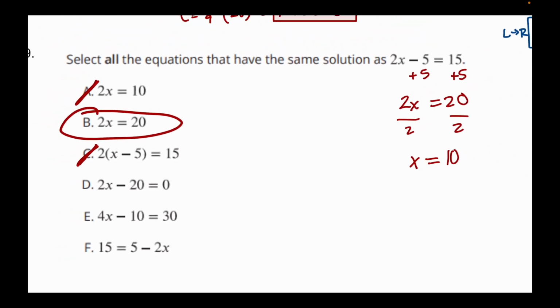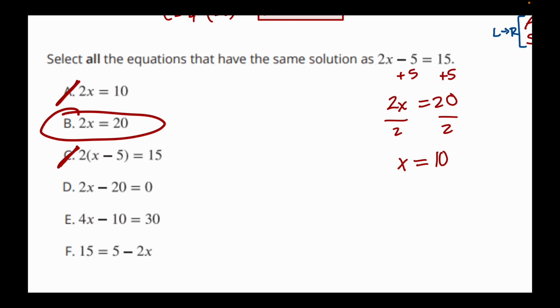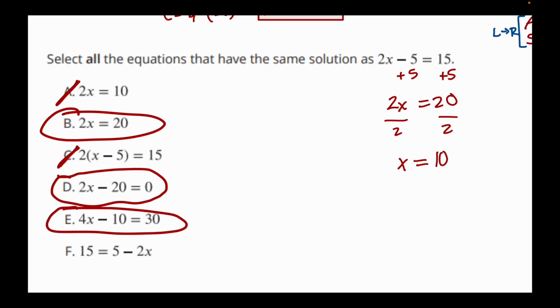D actually is an equivalent equation here, because instead of adding 5 to both sides, we could subtract 15 from both sides, and that would create D. And likewise, E would work as well if we took the original equation and multiplied it by 2, then that would give us E. Yeah, and then F does not actually work because they're leaving the 15 alone, but they're switching the place of the 5 and the 2, and that negative sign needs to stay with the 5. We can't trade places without moving the negative sign with it.